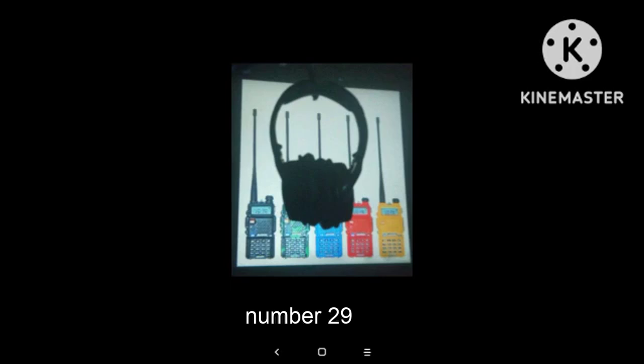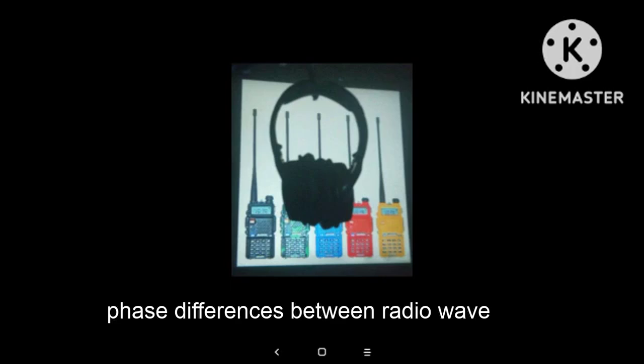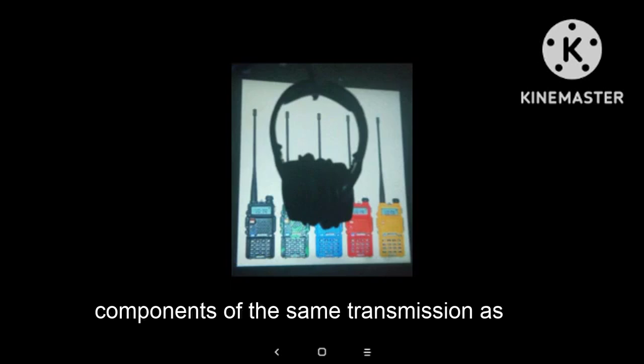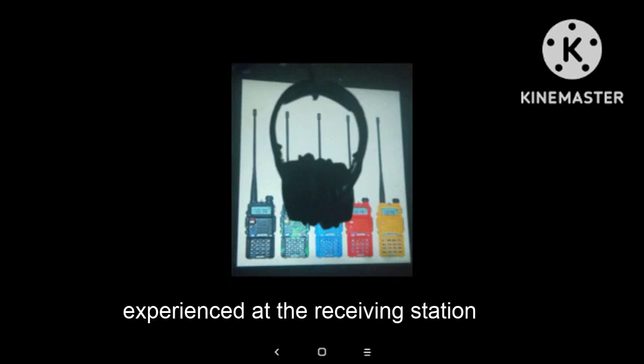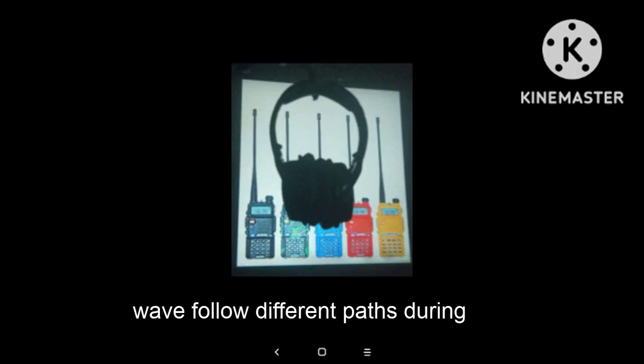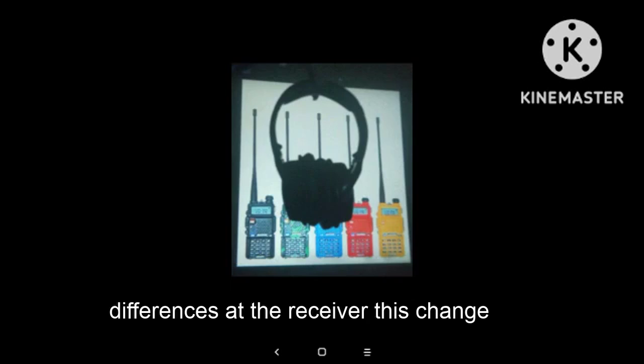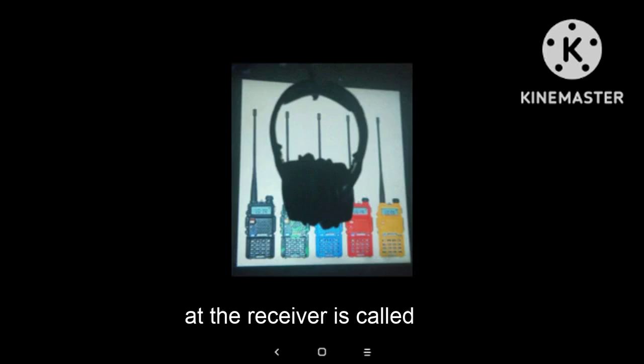Number 29. What causes selective fading? Phase differences between radio wave components of the same transmission as experienced at the receiving station. Number 30. Two or more parts of the radio wave follow different paths during propagation, and this may result in phase differences at the receiver. This change at the receiver is called fading.